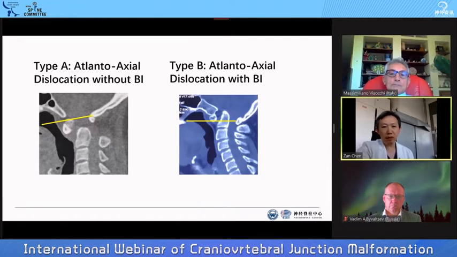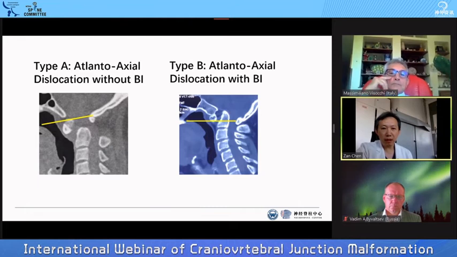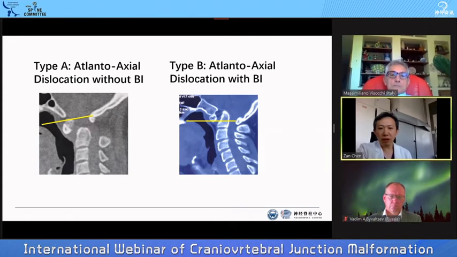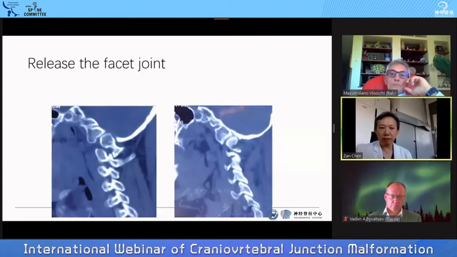So in clinical work, we always meet two kinds of C1-C2 dislocation. Type A is C1-C2 dislocation without basal invagination, and type B is C1-C2 dislocation accompanied with basal invagination.